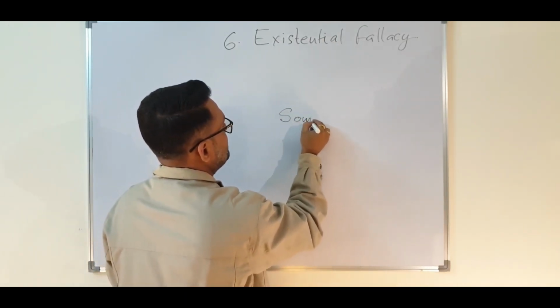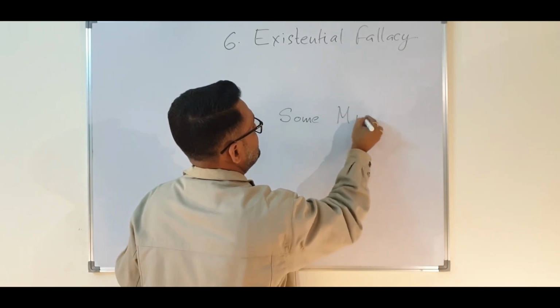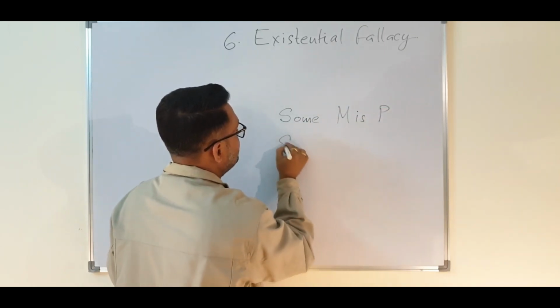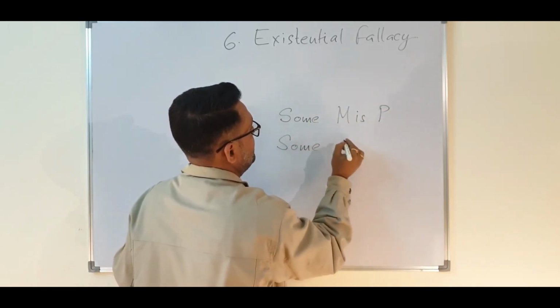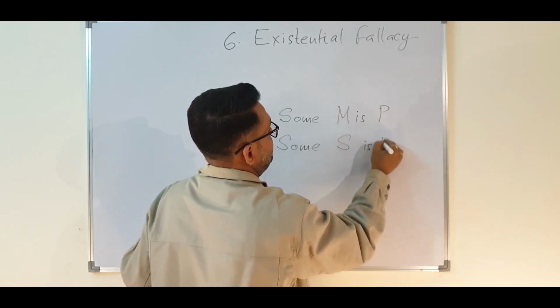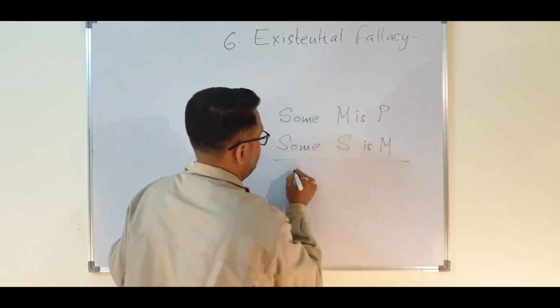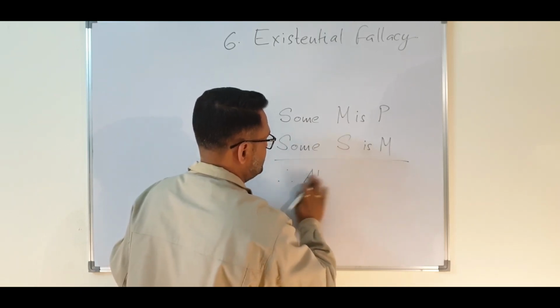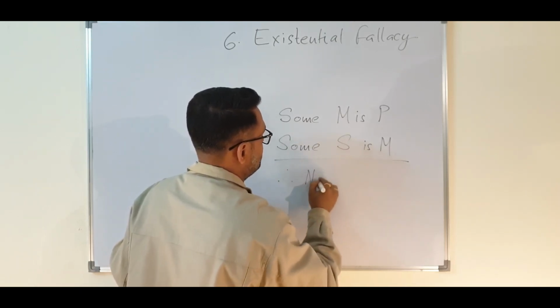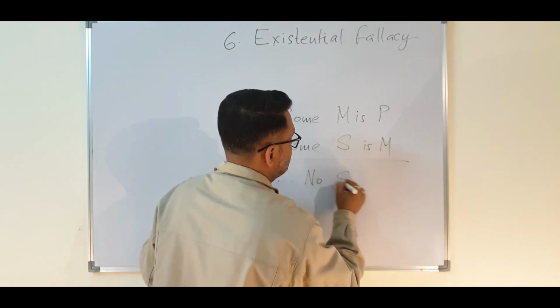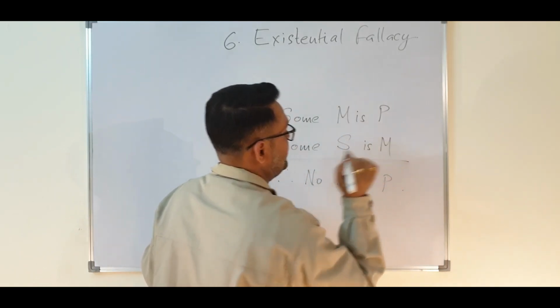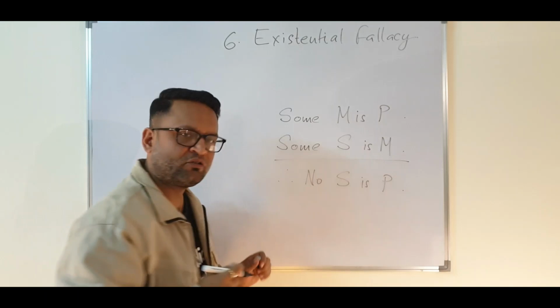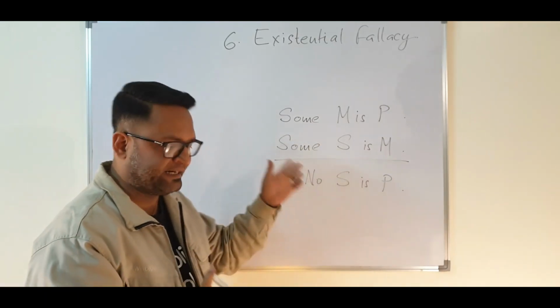Suppose I take: Some M is P, and some S is M. Therefore, no S is P. Now, suppose we take this syllogism. We do not know whether it is valid or invalid, so we will test it.